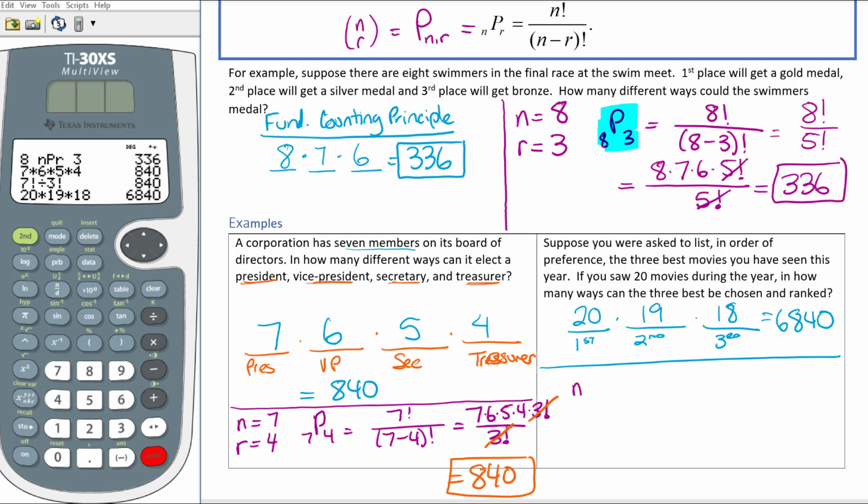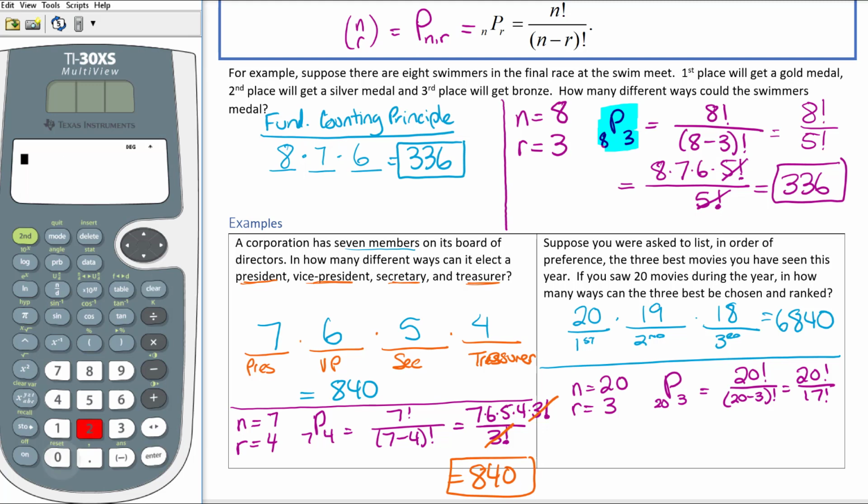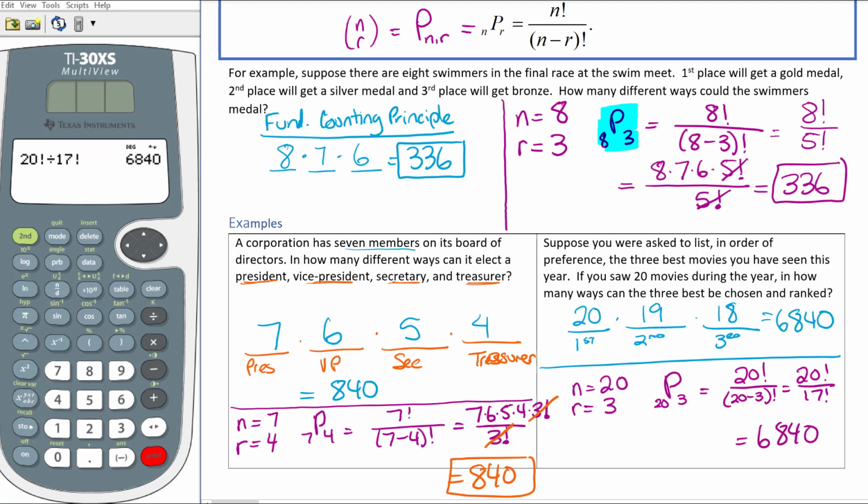Next way we could do it is we could do nChooseR. We have 20 total movies. We're picking only the top 3. So the permutation, 20 choose 3. We have 20 factorial over 20 minus 3 factorial, which is 20 factorial over 17 factorial. If you wanted to do that in your calculator, you could just do 20 factorial divided by 17 factorial and hit enter, and you'd still get 6,840.